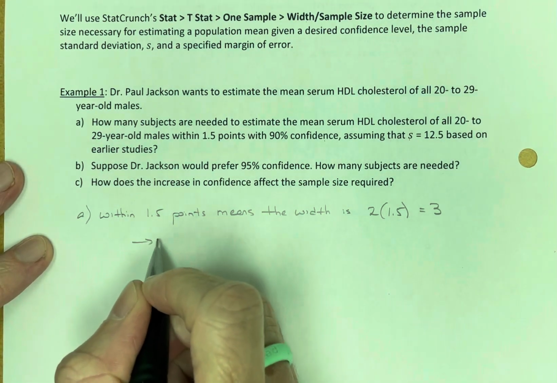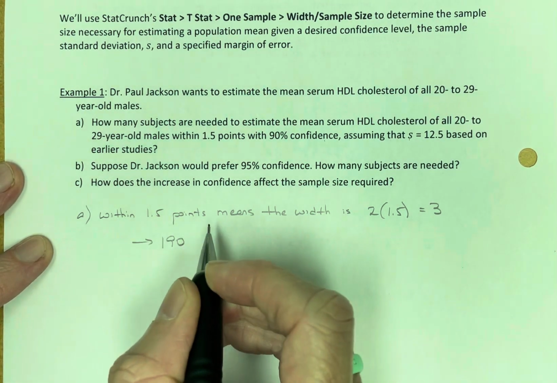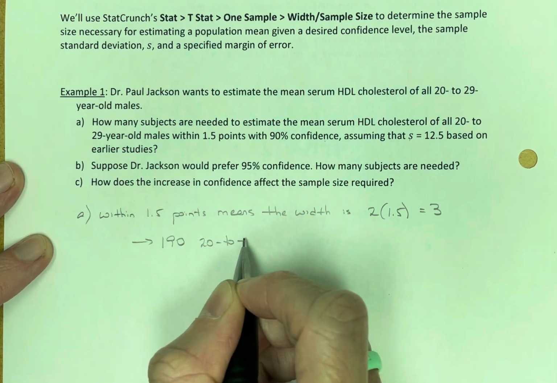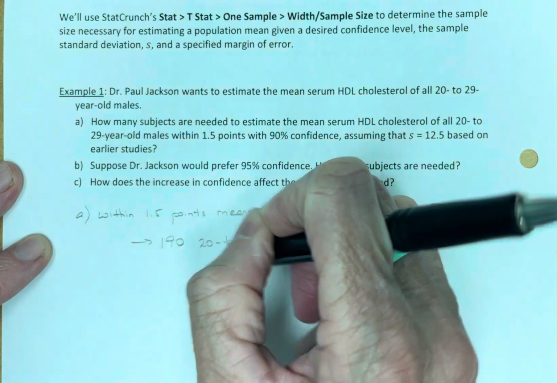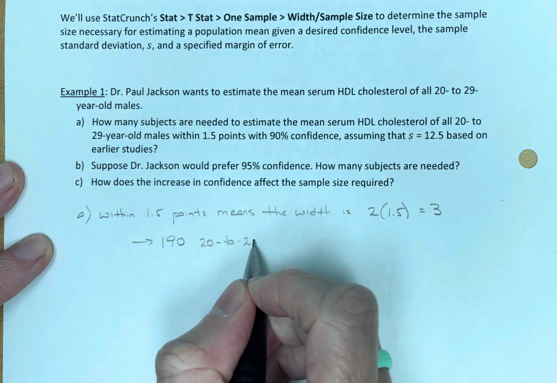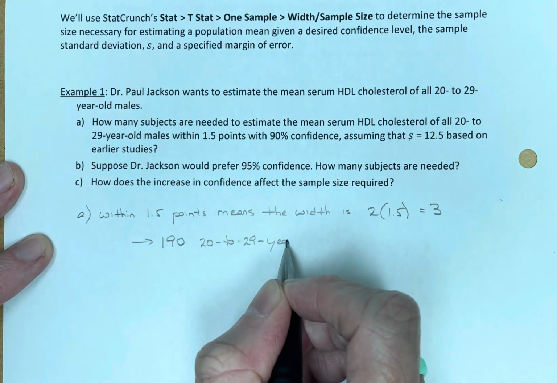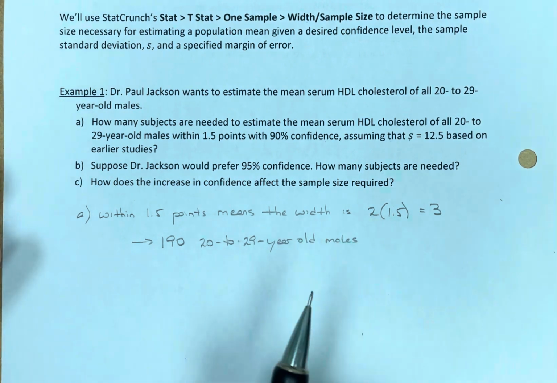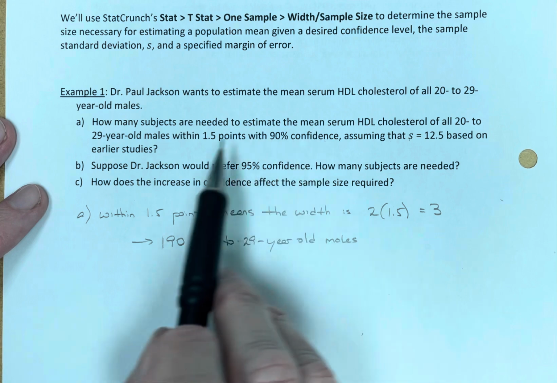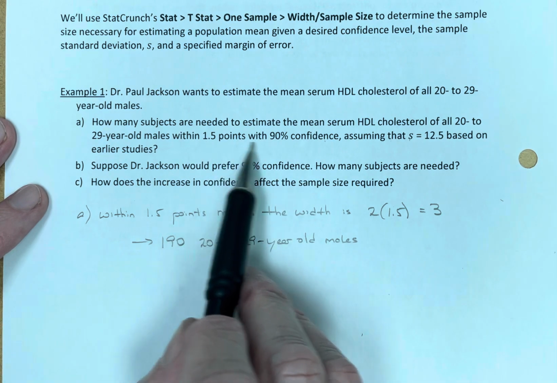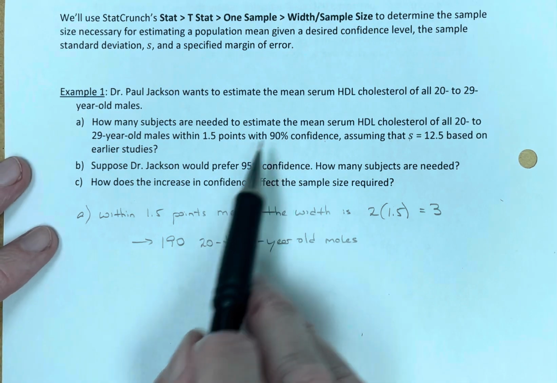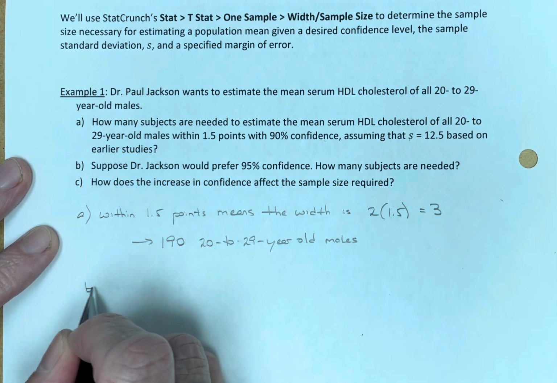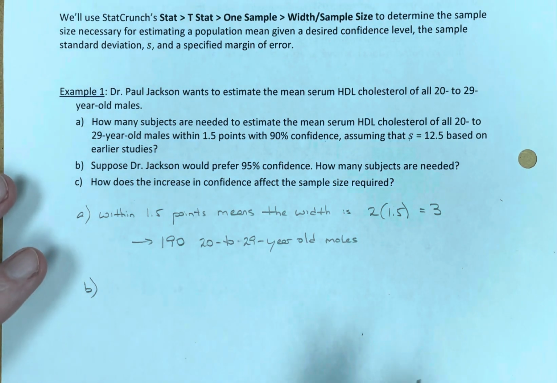Okay, so he needs 190 20 to 29-year-old males, if he wants to estimate the mean within 1.5 points with 90% confidence. Suppose he wants greater confidence. I want to be 95% confident.